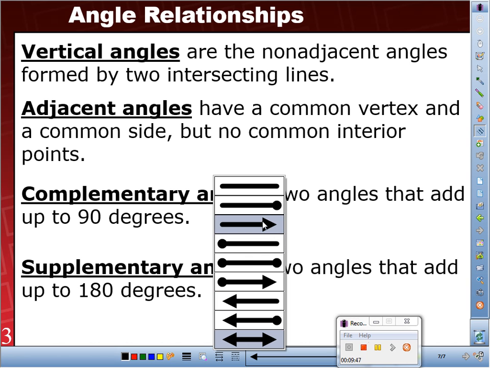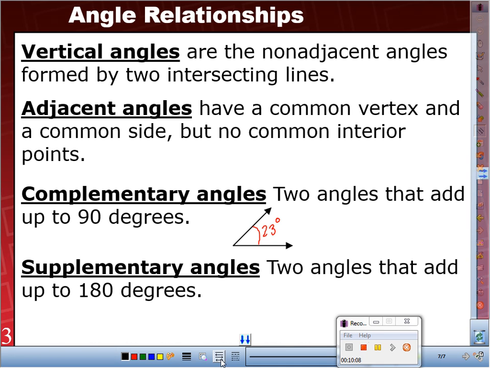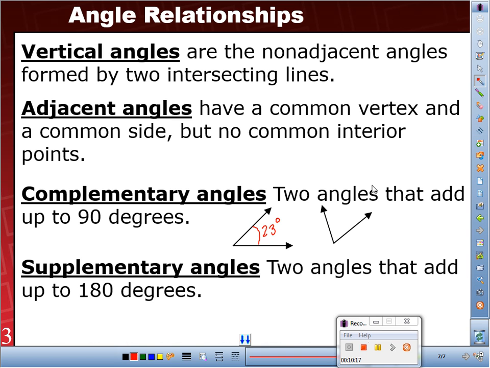So, I want you to draw an angle here. And let's label this one 23 degrees. And I want you to draw another angle. And this one we're going to label X. Can you get the left light, please?